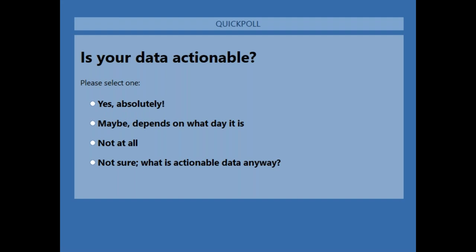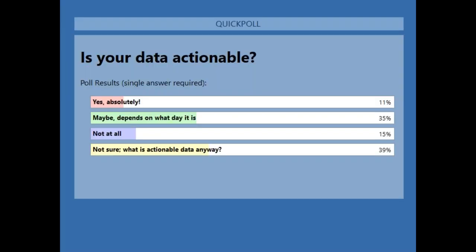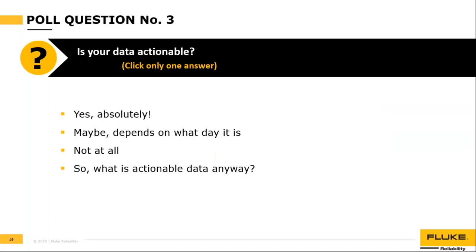Tell me more. We have about 50% of folks answering, and I'm going to give you another 30 seconds to make a stab at answering this question, and then we'll share it and hear what Glenn has to say about actionable data. We are almost there. 67% of you have voted. Let's get up to 70, and then we'll close and share. All right, I'm going to close it down. Here we go. 11%, yes, my data is actionable. 35%, maybe. 15%, no. And 39% say, tell me more. Good. All right. Back to you, Glenn.